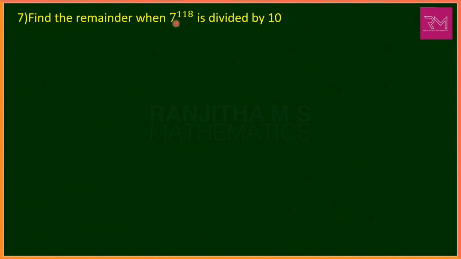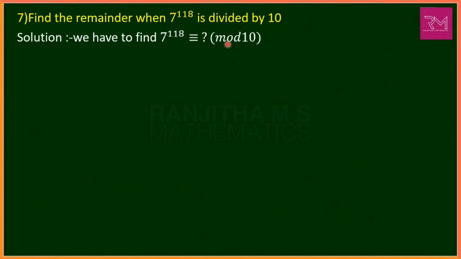Find the remainder when 7 power 118 is divided by 10. Here we have to find the remainder value when 7 power 118 is divided by 10. First take 7 square is congruent to 9 mod 10. This is because 7 square is 49, which is congruent to 9 mod 10, meaning 10 divides 49 minus 9, which is 40. Obviously 10 divides 40, so we can take this as 7 square is congruent to 9 modulo 10.